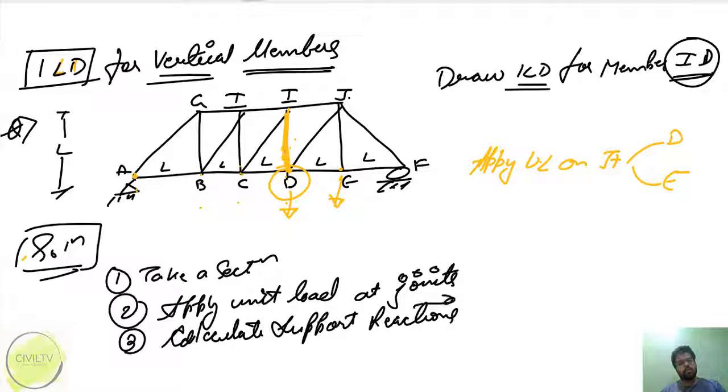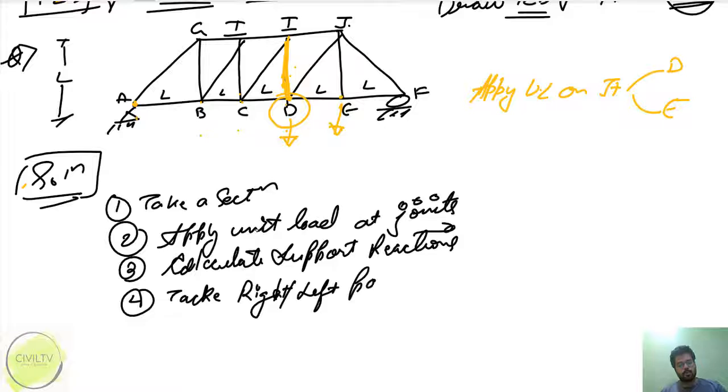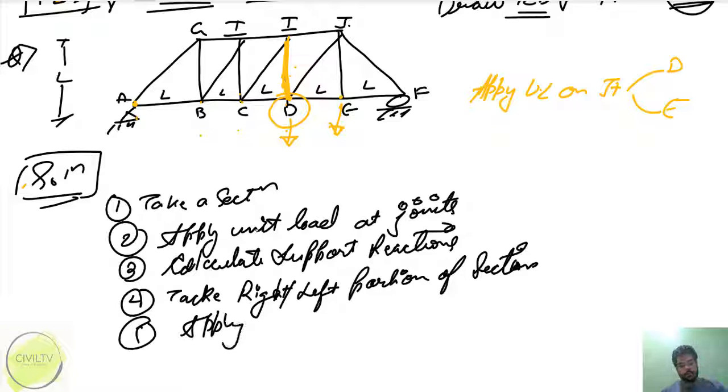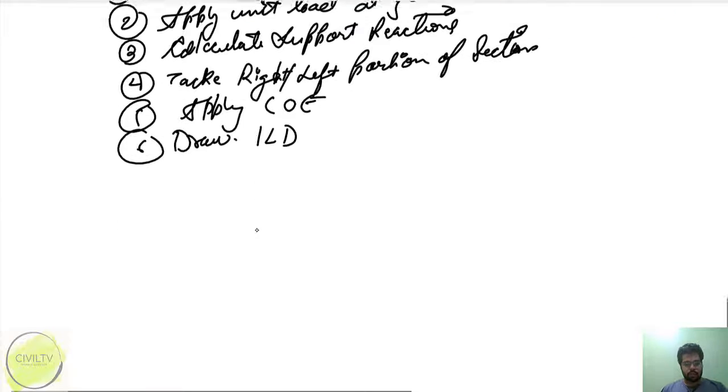All right, so next is the fourth step. What is the fourth step? Okay, take right or left portion of section. Okay, fifth is apply condition of equilibrium and sixth is draw influence line diagram. All right, so let's start with a problem.